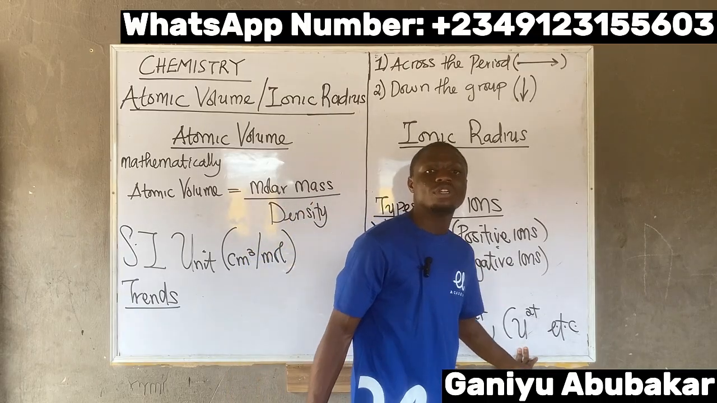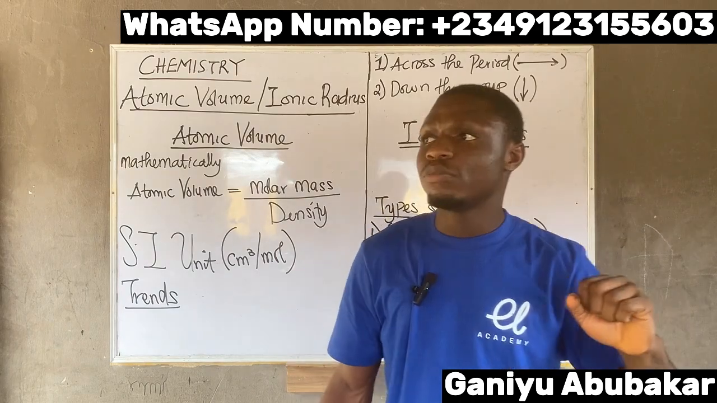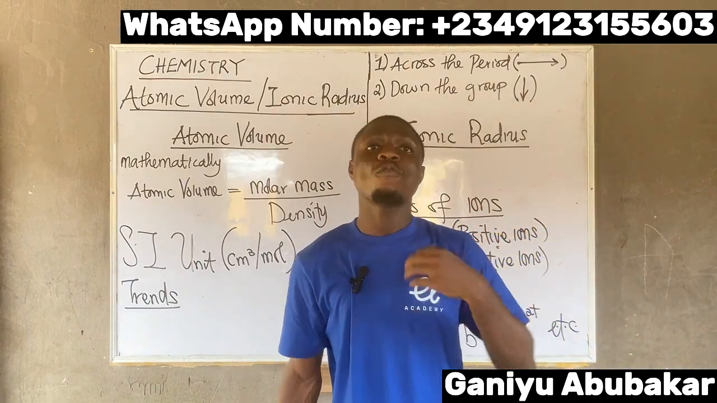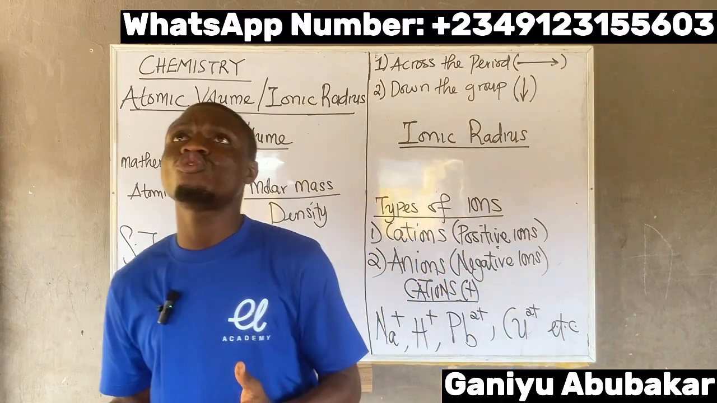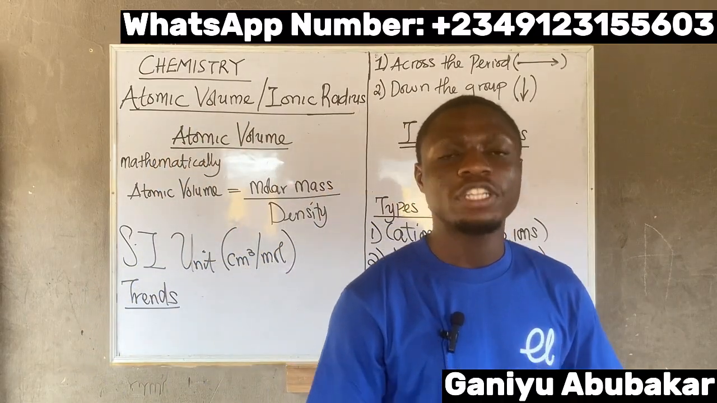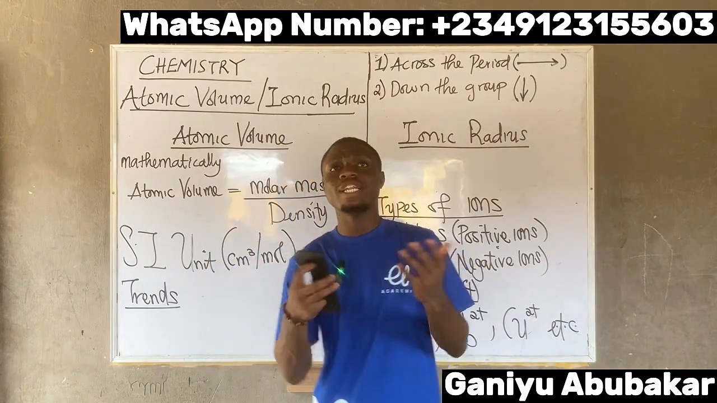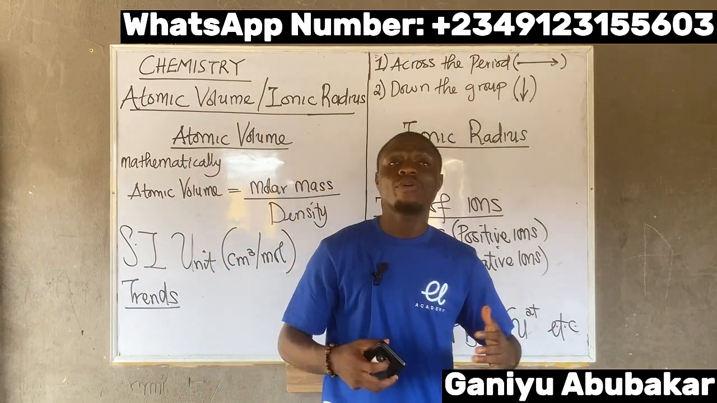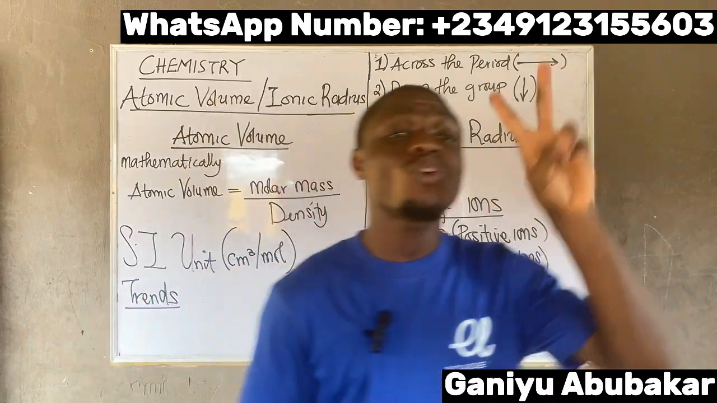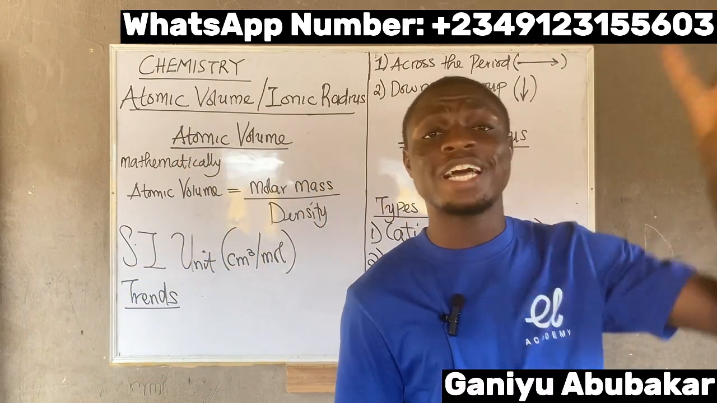Copper, Cu, also needs to lose two electrons. Why are they losing? For them to become stable, for stability. That's why they are losing. So the reason behind an atom losing or gaining electrons is for them to be stable. We call it stability. And we say there are two conditions that govern stability of an atom.